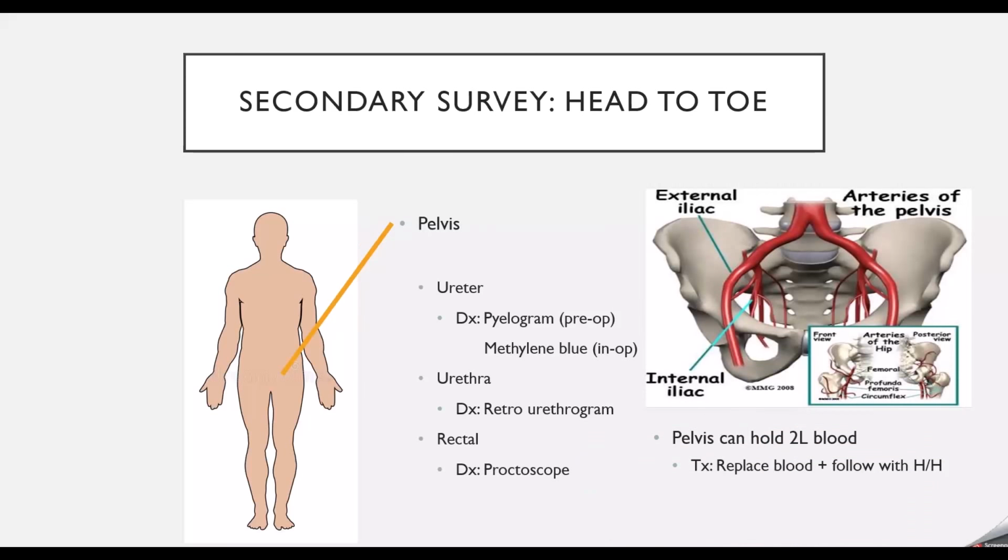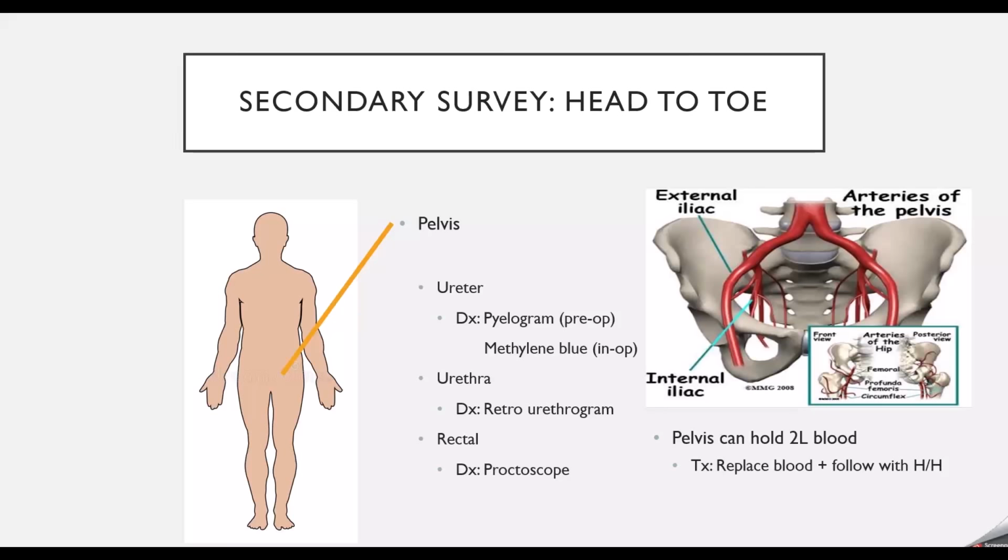So moving on to the pelvis. The pelvis is another area where you can have a hidden loss of blood. It can hold a lot of blood as well, so that's why you can get shock without having any exsanguinating lesions on the surface. If the ureter is injured, then you go on to a pyelogram and methylene blue, depending on their operative status. If the urethra is potentially injured, you're going to do a retrograde urethrogram, and if there's a rectal issue, you're going to do a proctoscopy.